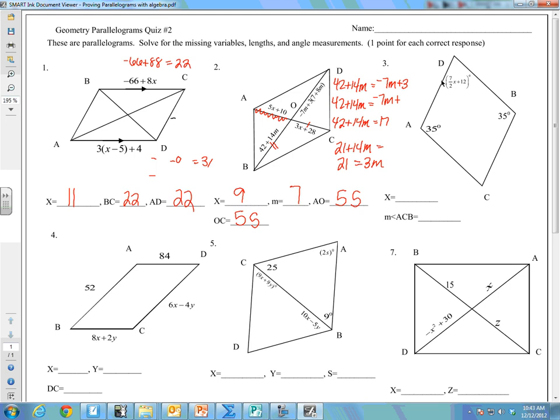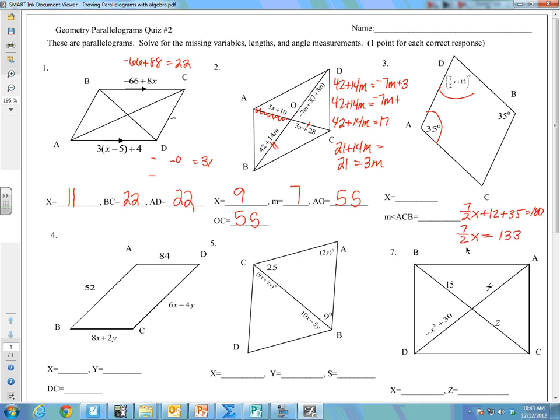Number 3, if this is a parallelogram, there are several ways you could do this. You could say that this angle here is 7 halves x plus 12. Then add all 4 of these angles up and set them equal to 360 because it is a quadrilateral. Or you could say, because it's a parallelogram, consecutive angles are supplementary. So 7 halves x plus 12 plus 35 should equal 180. When I subtract 12 and 35 from both sides, I get 7 halves x is equal to 133.